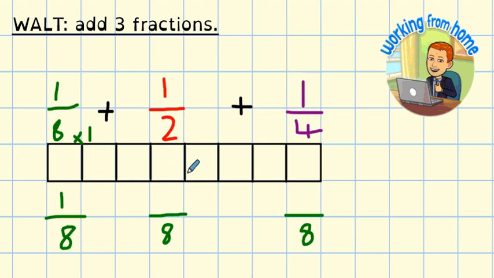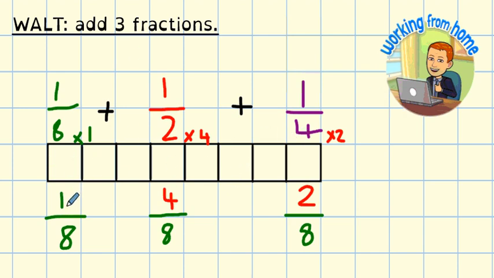2 times something gives me 8. 2 times 4 gives me 8. 1 times 4 gives me 4. And 4 times 2 gives me 8. 1 times 2 gives me 2. So I've got my 3 fractions here. Let's represent these on the bar model.